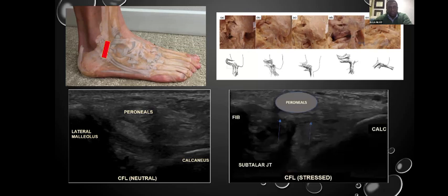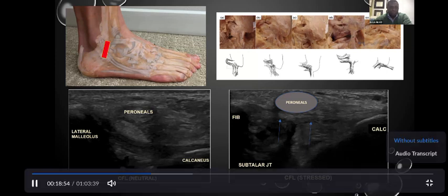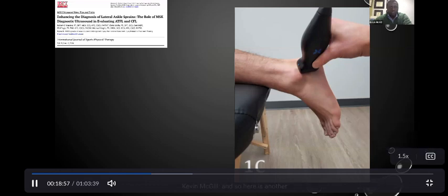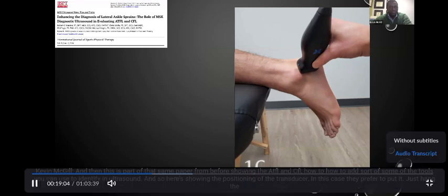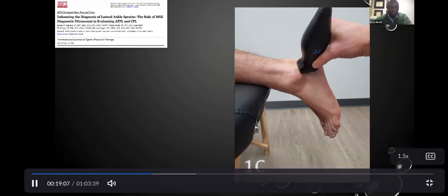And so then it's compared to this, where you stress with dorsiflexion, you can see it now lifts the peroneals up. And so this is what you're looking for to confirm that it's intact. And so here is another image, part of that same paper from before, showing the ATFL and CFL, and some of the tools you can use to identify them on ultrasound.